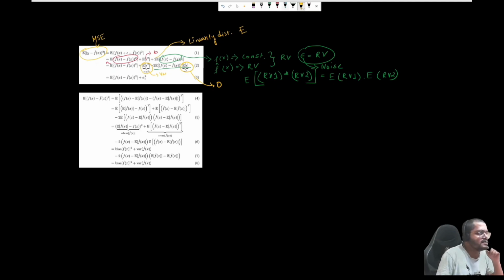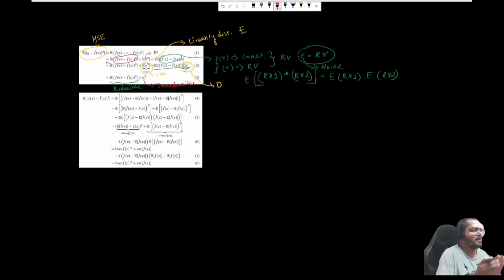So now I'll have only these two terms. This term is called reducible error, and this term is called irreducible error. Now I'll take a minute and try to explain why this is called irreducible and why this is called reducible. Though you should be able to understand if you understood the first part. So I'll explain the irreducible part.